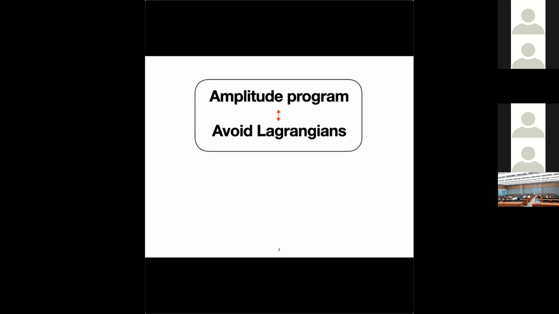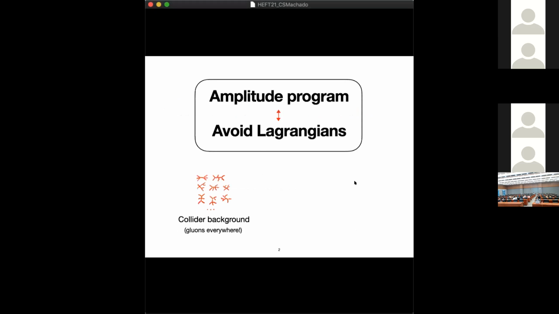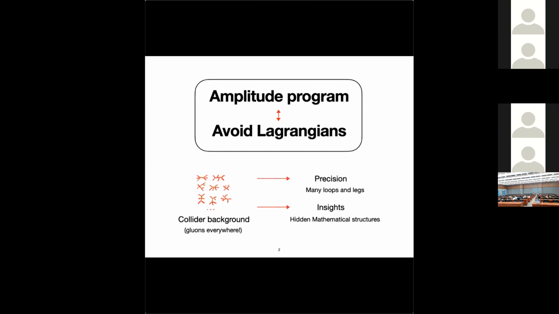So very shortly, I would say that the idea behind this amplitude program is to actually avoid Lagrangians and the redundancies that are coming from gauge symmetries. And instead, the idea is to work directly with on-shell amplitudes. So in particular, the amplitude methods were pushed by the necessity of having more precise calculations for processes contributing to the collider background. And in the past decades, not only processes with many loops and many external legs were computed, but also new insights and hidden mathematical structures were found. So Alex talked a little bit about the graviton case, for example.